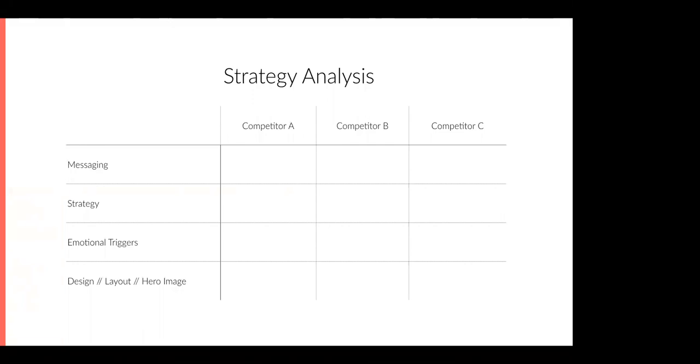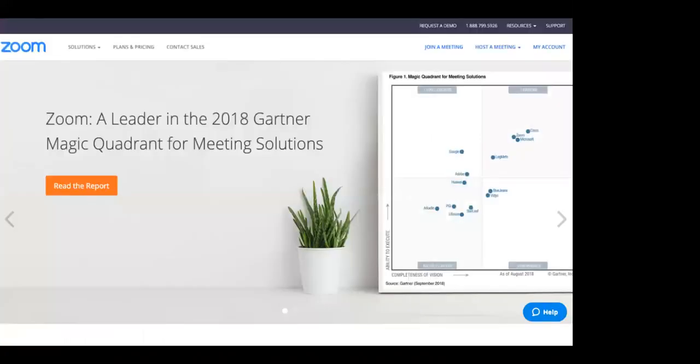So the first thing that I do is I look at the website and I think about their messaging, I think about their strategy, I think about their emotional triggers, and I think about their design. So to give you an idea, I thought I'd show you some examples of how we do this. So my favorite example is Zoom.